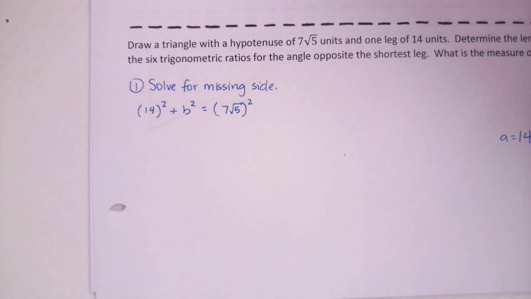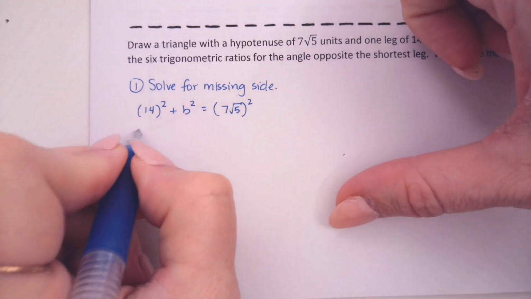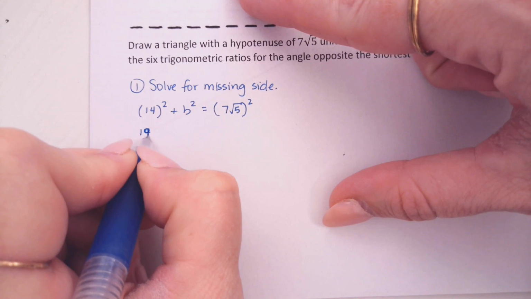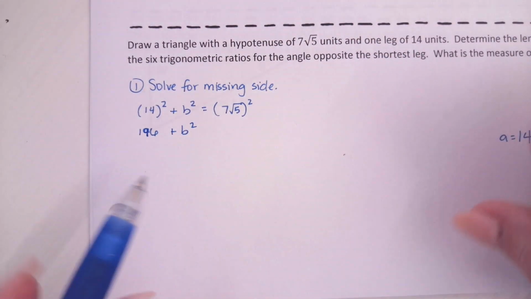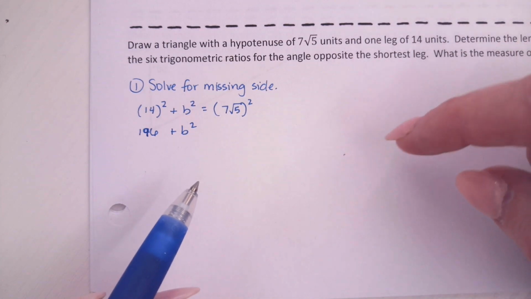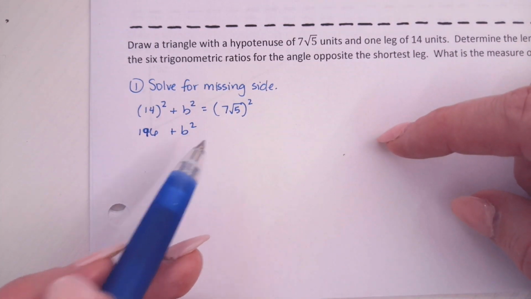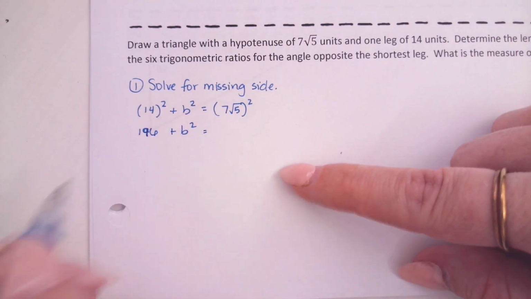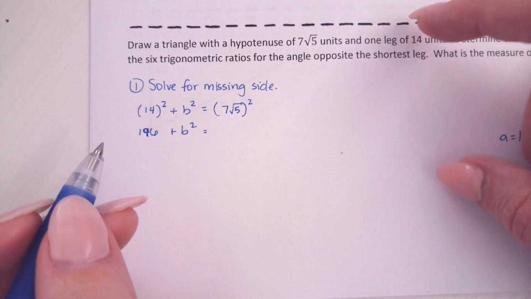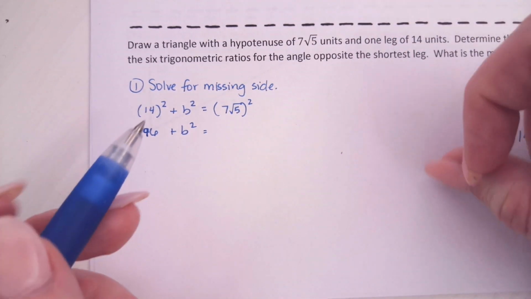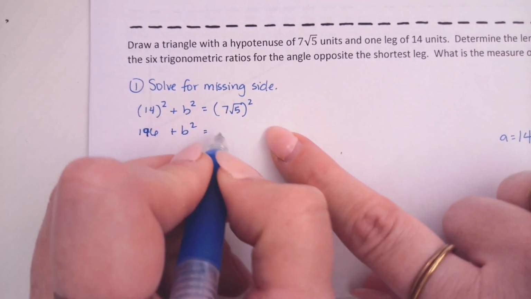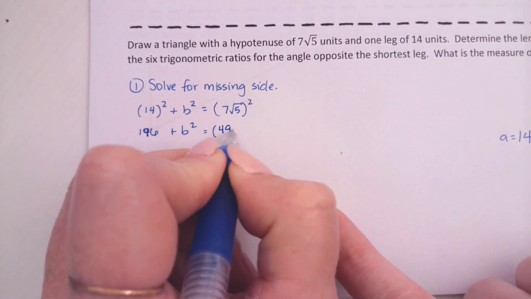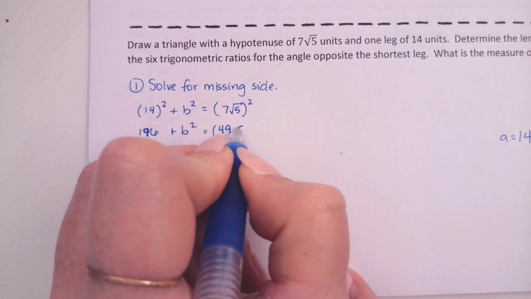What's 14 squared? 196. I don't know why I wrote it 4. How do I square 7√5? Anyone know? Well, you've got to find the number, and then you've got to multiply it. Square 7 and square root of 5. What's 7 squared? 49. What's square root of 5 squared? 5.